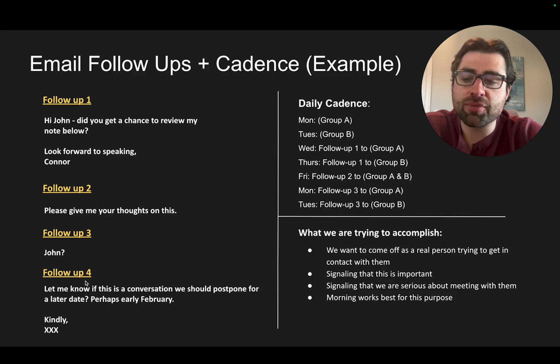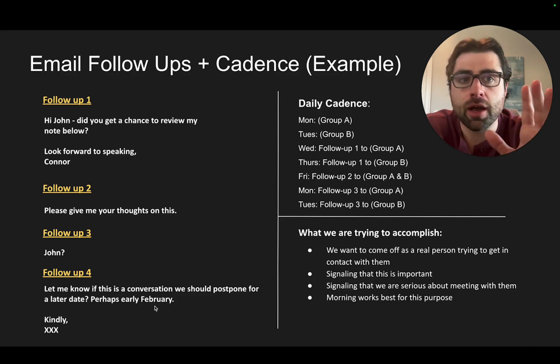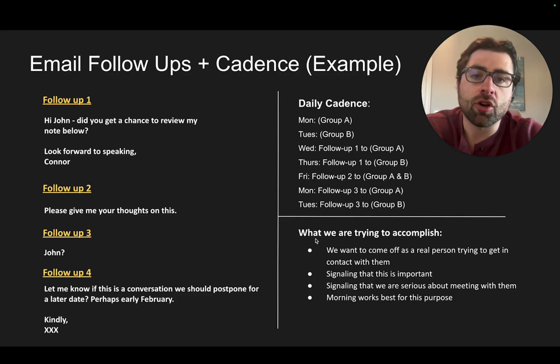And then this one's optional. I like to end off, because I was so pushy with the first 3, with more of a breakup email where you're still being kind of assumptive, like, let me know if this is a conversation we should postpone for a later date, perhaps early February. So it's like, all right, we'll still have the conversation, but maybe later down the line. Kindly, Connor.